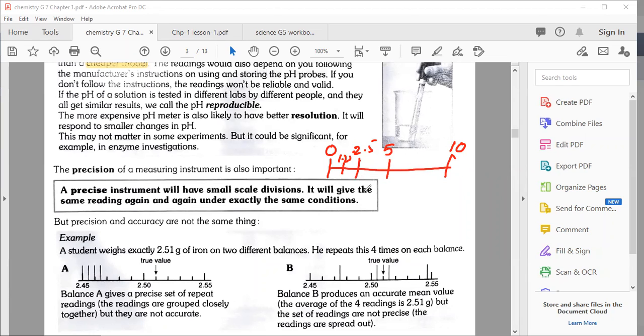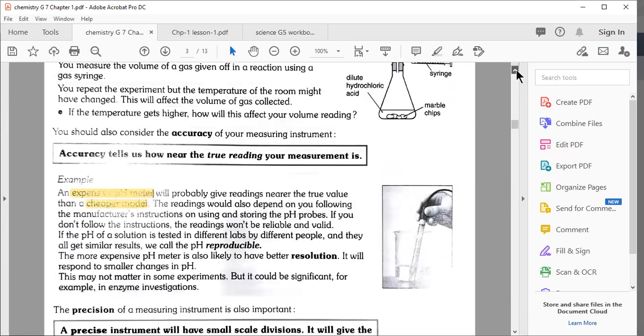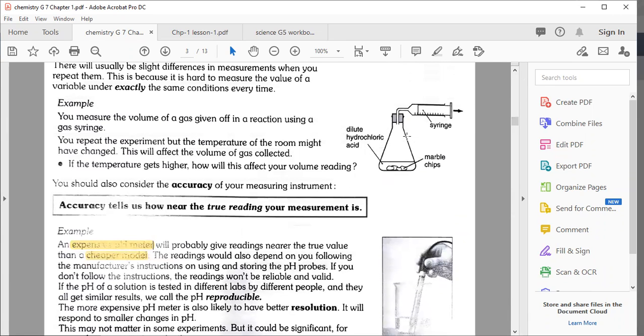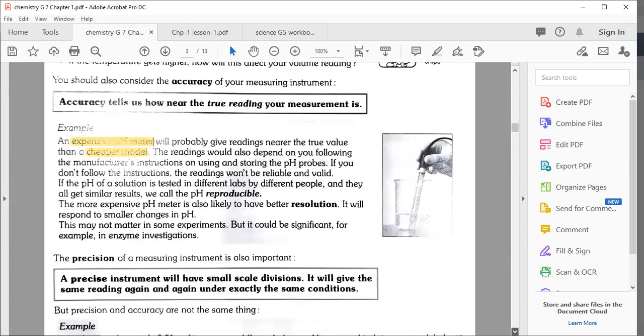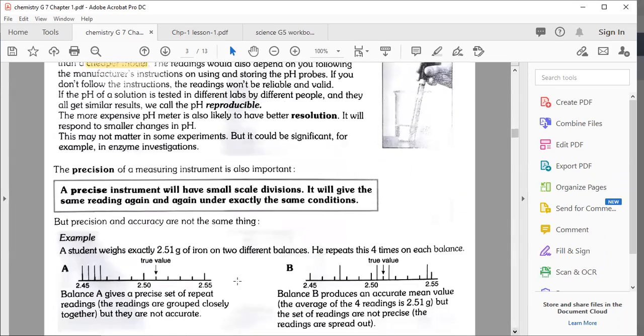Understand? So it will give the same reading again and again under exactly the same condition. That is a very important statement. You're never going to change the condition. If you're going to change the temperature, it means you're going to change the condition, then your result will be changed. But if you are not going to change any condition, your result should be the same, accurate, no change.